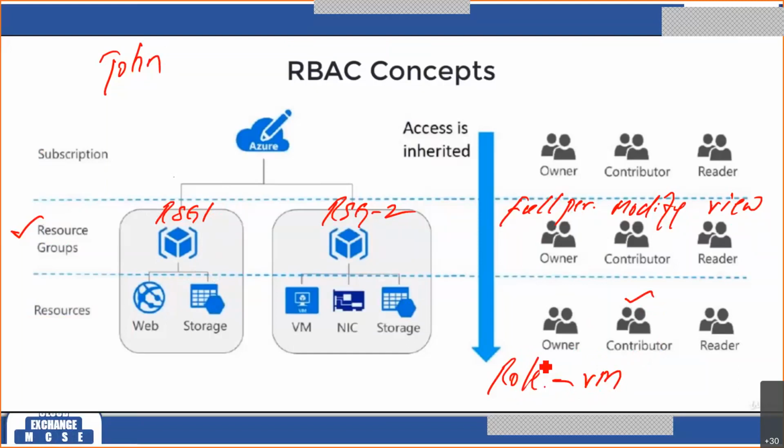Okay, so it means the fourth option we have is the role option. In role, if I select VM, John can manage resource group 1. Inside that, he can manage only virtual machines, but he cannot manage websites. He cannot manage storage account. He cannot do any other thing, only virtual machines. Okay, getting my point? So we have four options, guys. One is owner, second is contributor, third is reader, fourth one is what here?